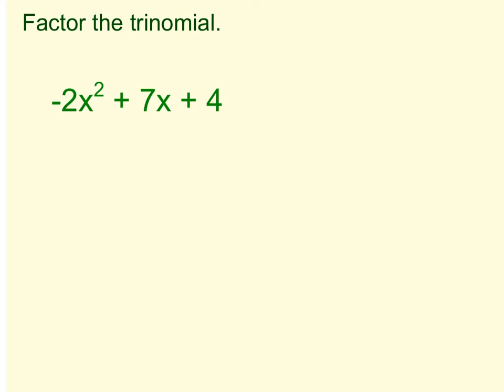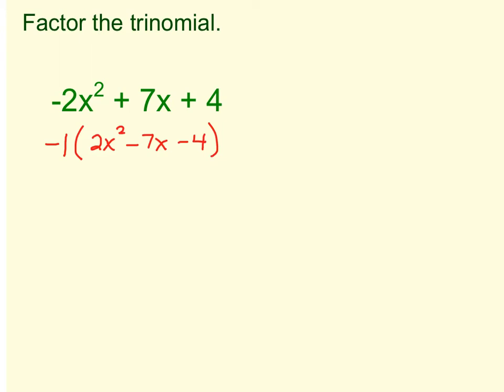All right, I'm going to run through another one. This one won't take quite as long because we've seen the example already. One thing I want to point out here is you do have a negative 2 in front of your x squared. So anytime that your a value is negative, we do want to factor out a negative 1. That's going to leave us with 2x squared minus 7x minus 4.